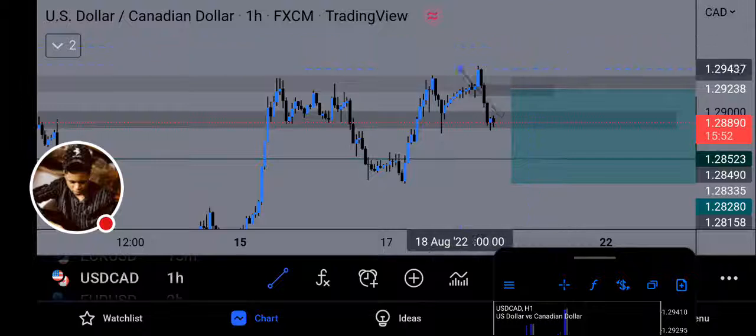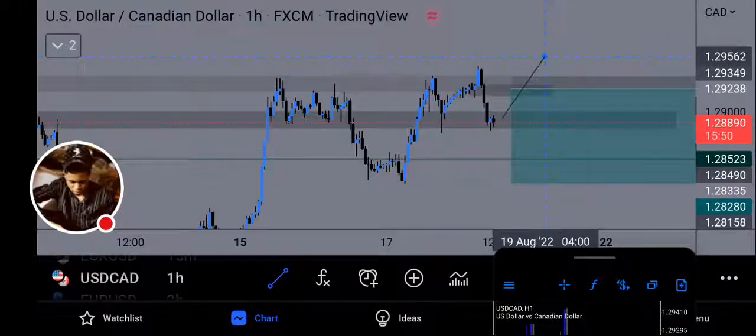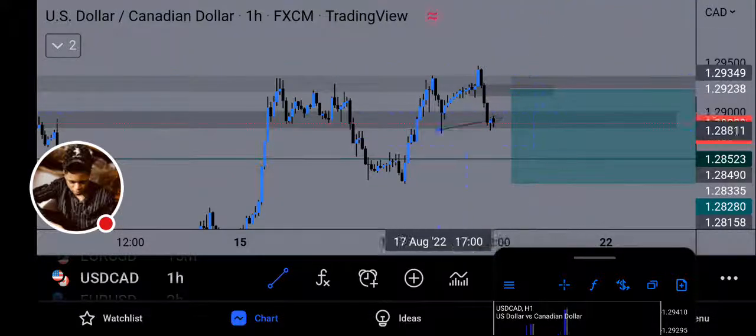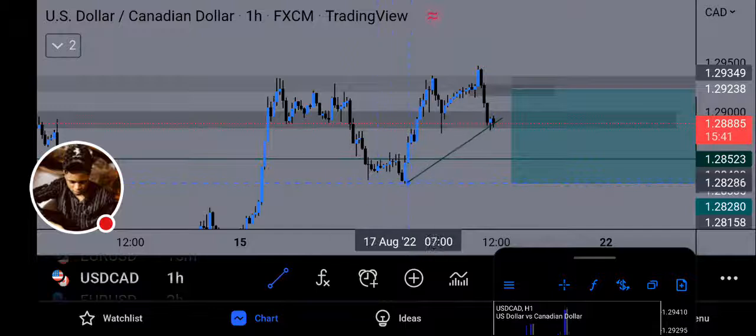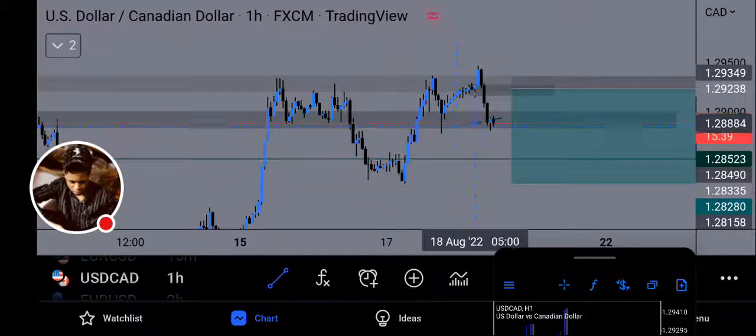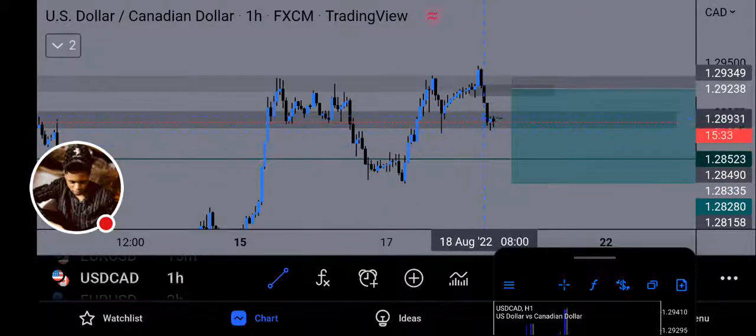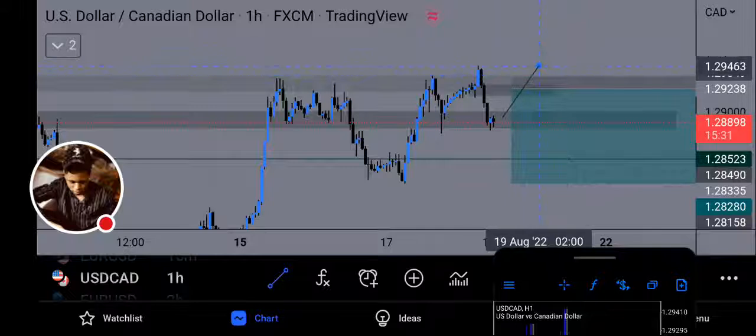Once price breaks this high, then I'll wait for a small pullback, maybe at this level. Then I'll keep buying to go higher. So that is literally what I'm watching out for. I don't really want to take a buy or sell at this particular point now, because you don't actually know where the price is heading, but it's better you wait for the market to act first before you react.